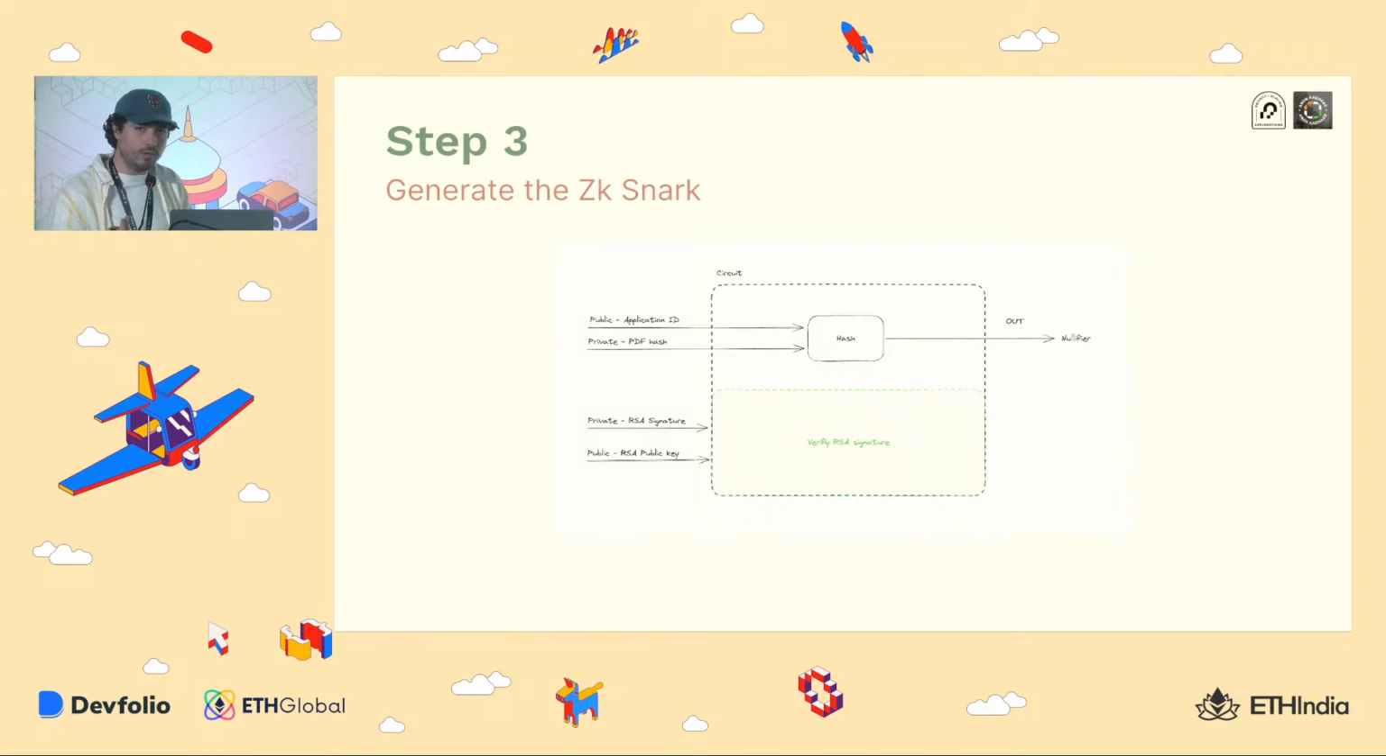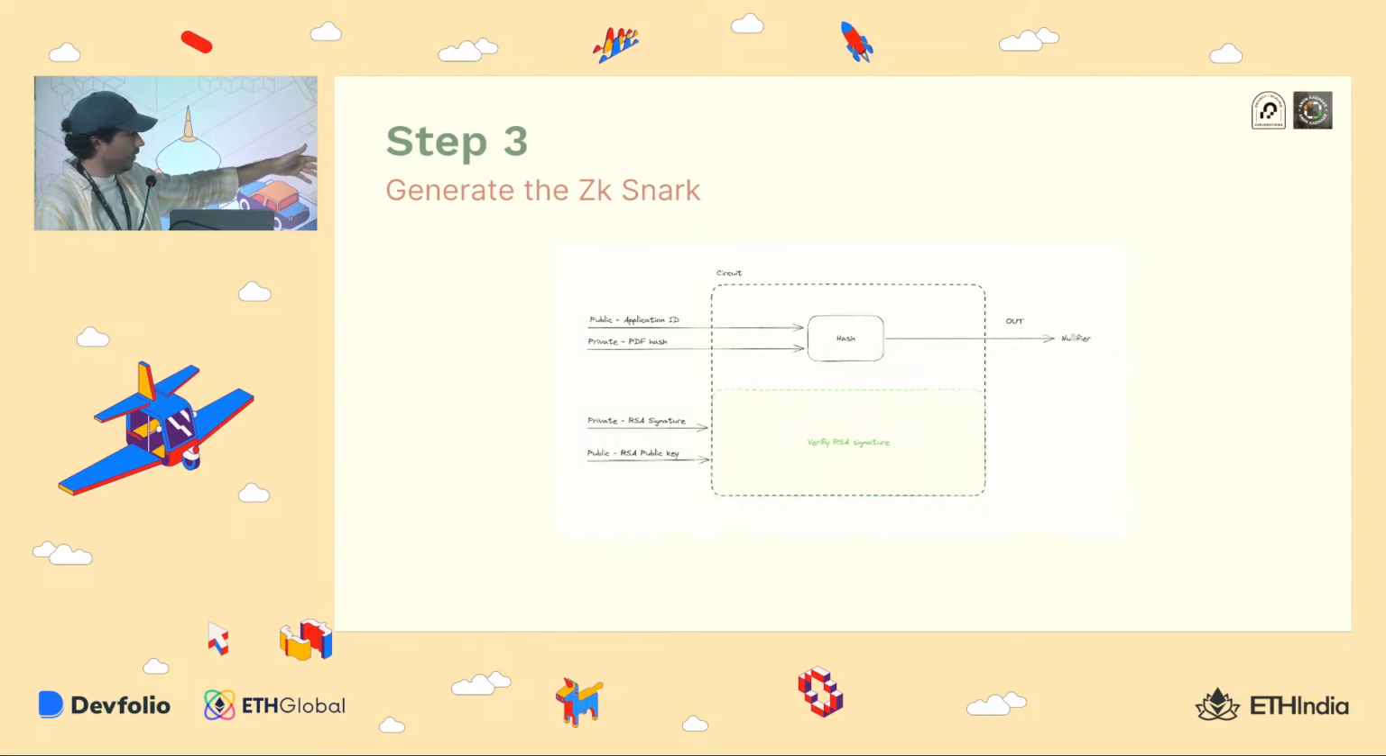So to verify that you acknowledge the fact that you prove a UIDAI document, we need their public key, and we need it to be public because anyone who's verifying your SNARK proof needs to see that you used the official public key as an input. As a private input, you have the RSA signature. Also, the PDF hash is private here because we don't want to reveal any information about yourself. And you have an application ID.